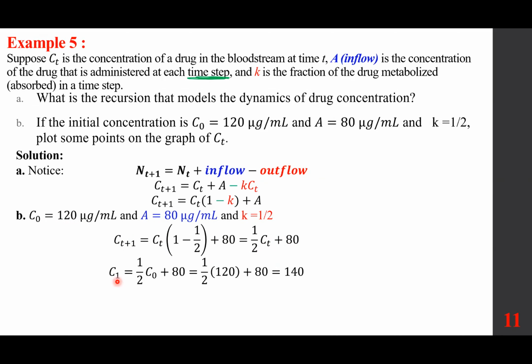The next one is C sub 2. This time is 1/2 C sub 1. So I want C sub 2. I'm going to replace the C sub 0 with C sub 1. Half of C sub 1. And C sub 1 is 140. What is half of that? 70. Plus 80, we get 150. One more.